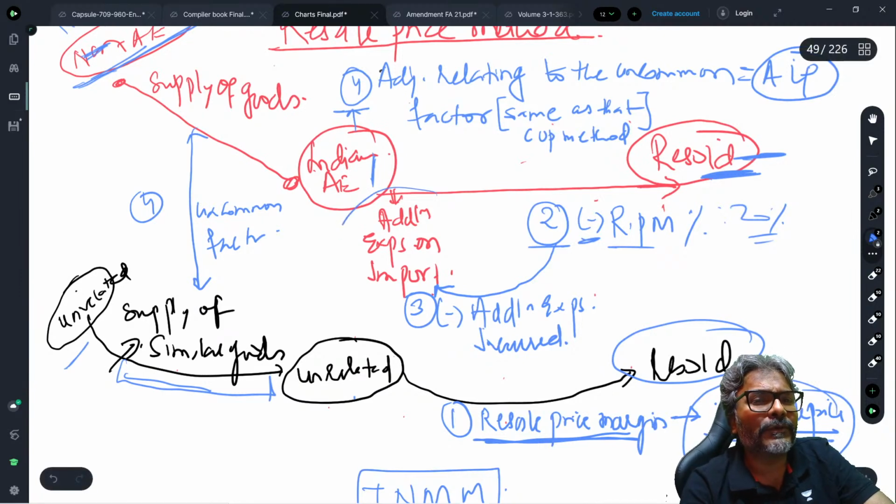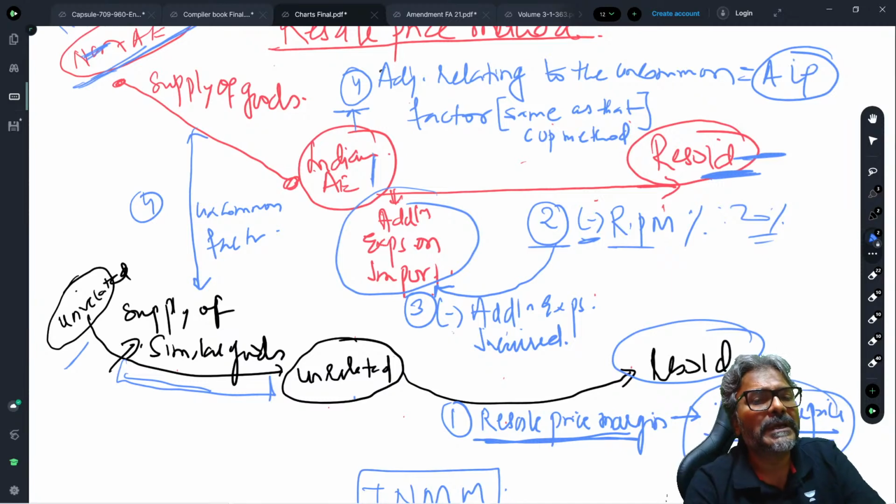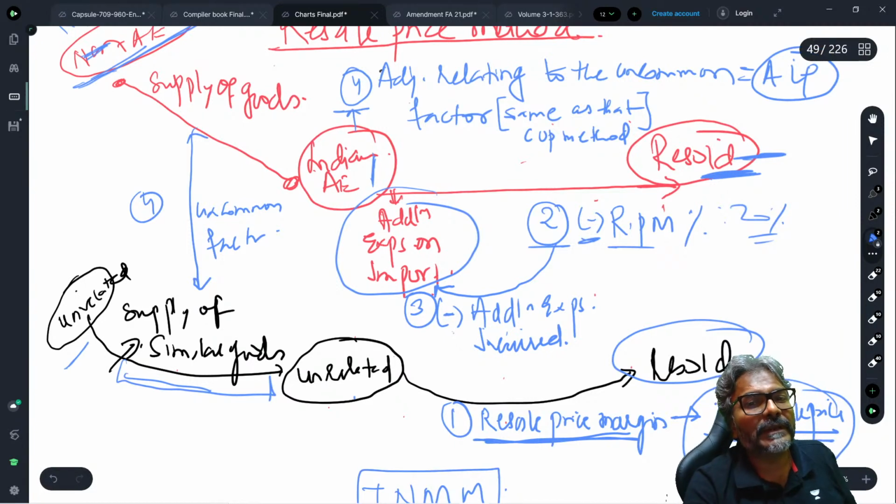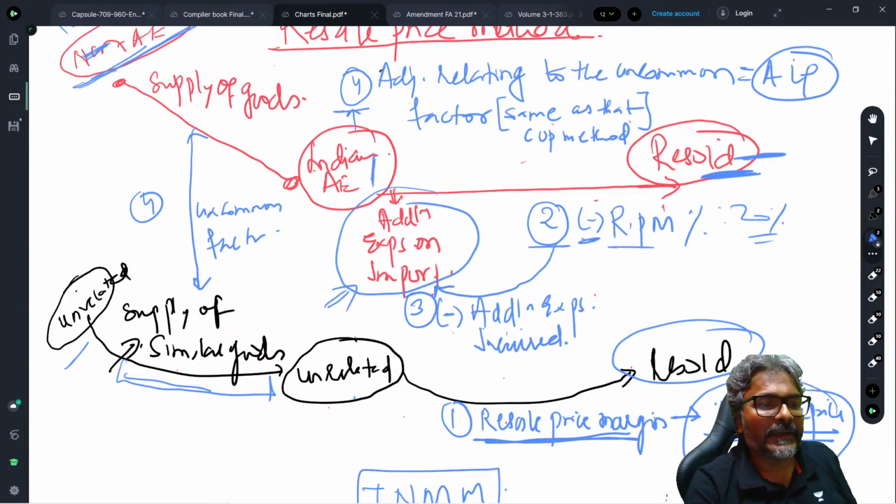Thereafter, students, if any additional expenditure would have been incurred on importation of the goods by the Indian AE, then obviously that additional expenditure so incurred will also be reduced in this regard. Did you all get this one? Fine. And then thereafter, students, if you see over here, point number 4.